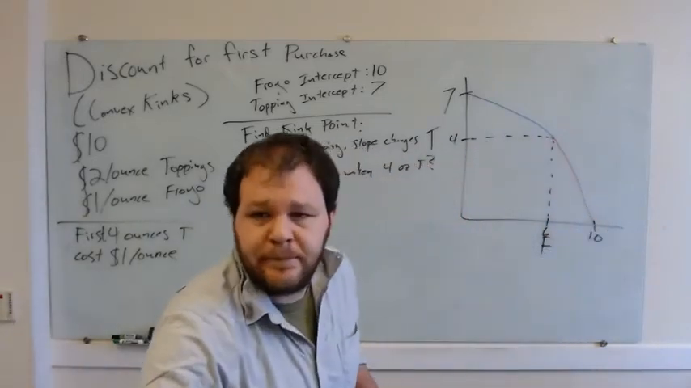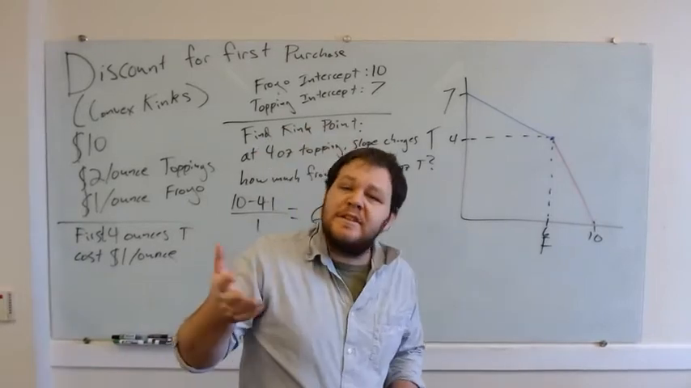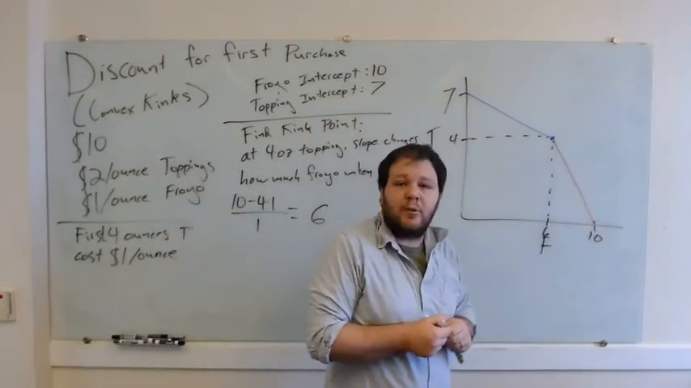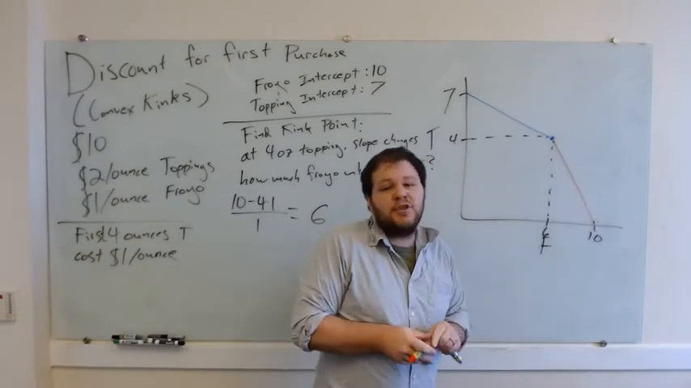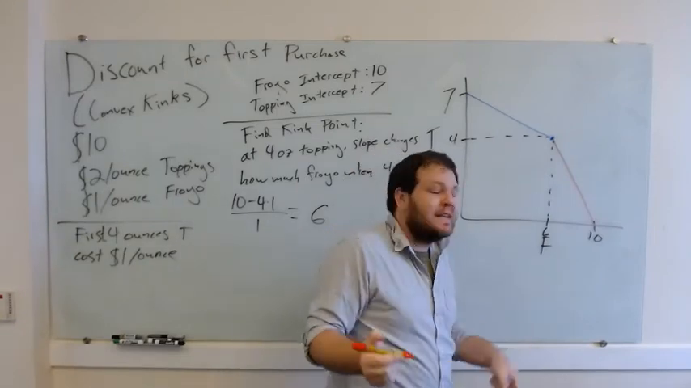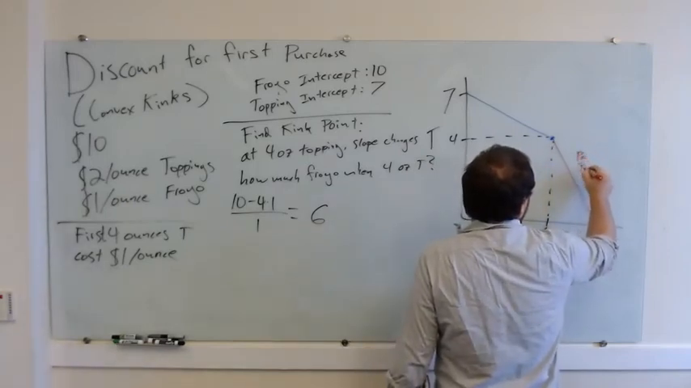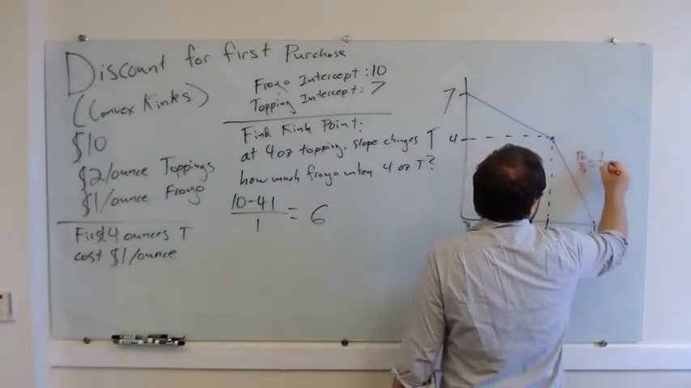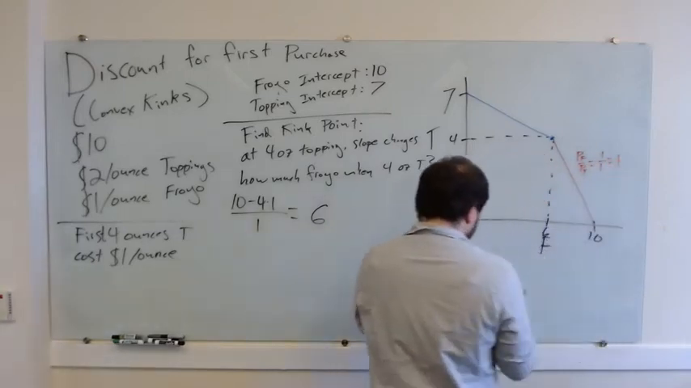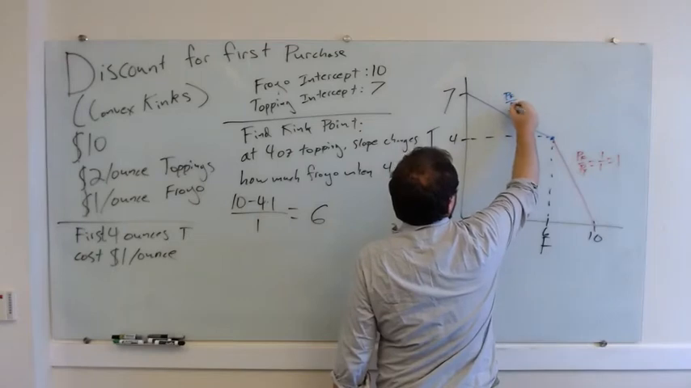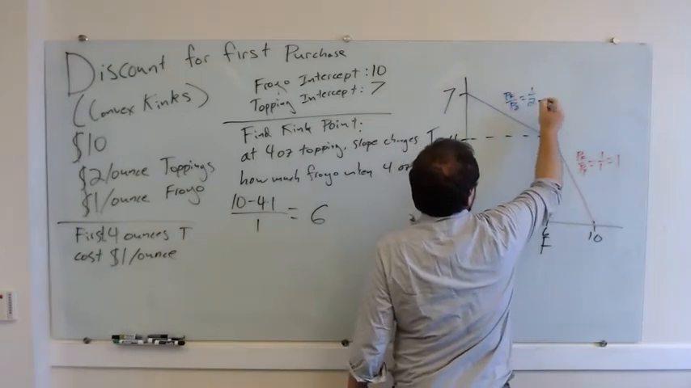Great. And what's the slope of our budget constraint going to be? Well, it's going to depend on which piece of the budget constraint we're on. But in each piece, it's just going to be the price of the horizontal good over the price of the vertical good. So the slope here is going to be PF over PT. It's going to be 1 over 1 is 1. And the slope here is going to be PF over PT equals 1 over 2.